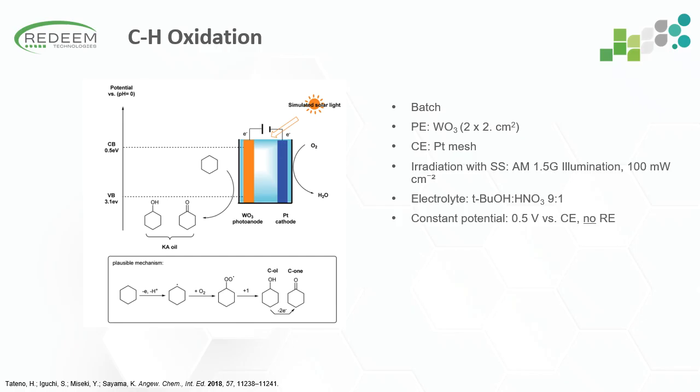And what makes this interesting is that this cell is operated without a reference electrode. Instead, they just apply a fixed bias between the photoanode and the counter electrode. And while this simplifies the experimental setup, it also means that the actual photoelectrode potential cannot be controlled precisely, as it depends on the counter electrode polarization and changes during the operation. So this is not necessarily reproducible chemistry.